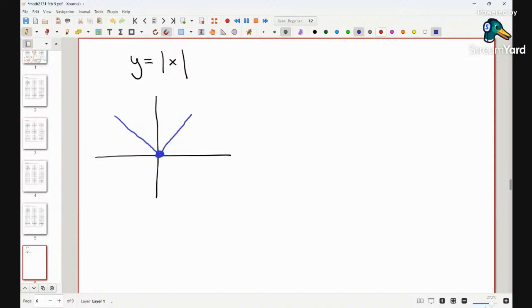And if you point plotted x is 1, what's the output going to be? What about -1? 1. So now you have 3 points on a graph. And if someone said, sketch me a graph of the absolute value of x minus 3 plus 7, if I know these 3 points, and I know to shift right 3, this entire thing's going to go right 3 and up 7. That would be pretty simple.